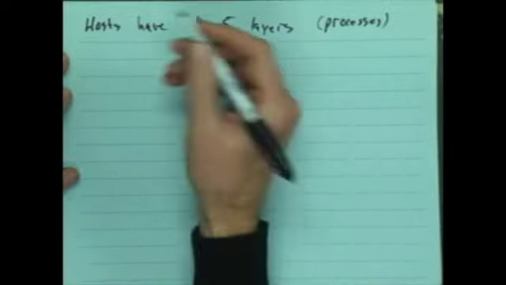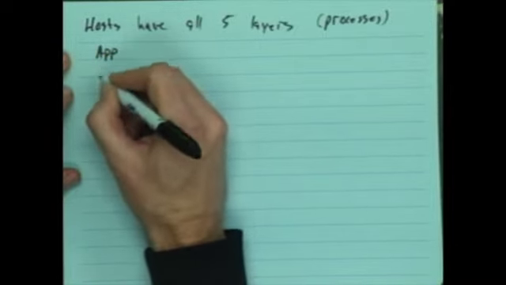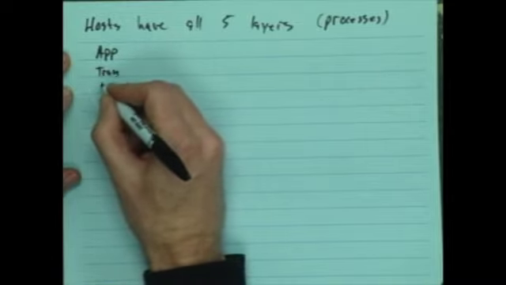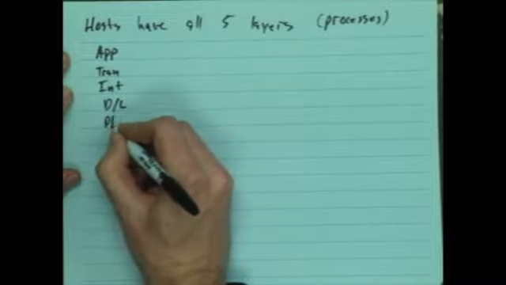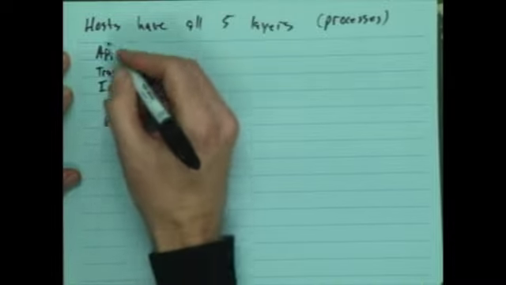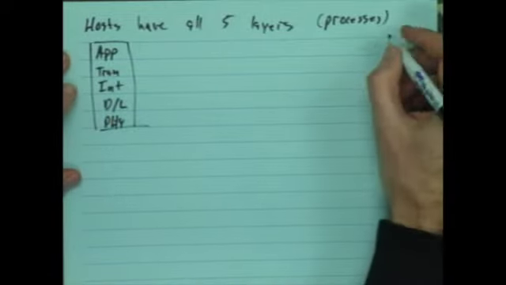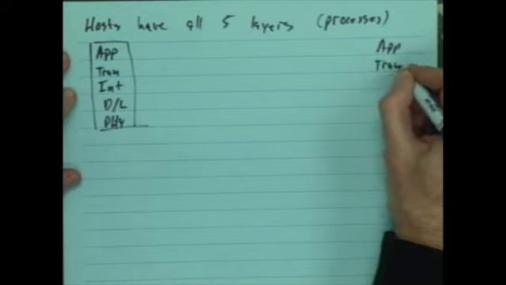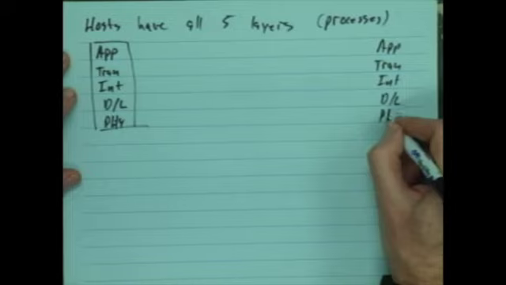So a host will have all 5 layers. So if we draw that out here, we have an application, we have transport, we have internet, we have data link, and we have physical. So there are 5 layers on a host. And if we go to our other hosts, they're also going to have an app, a transport, an internet, a data link, and a physical.